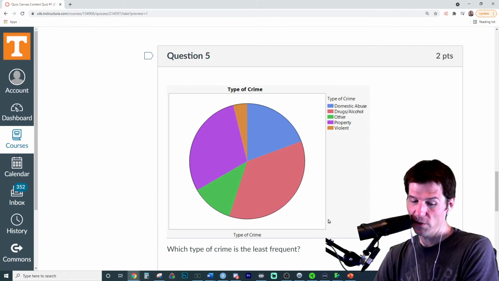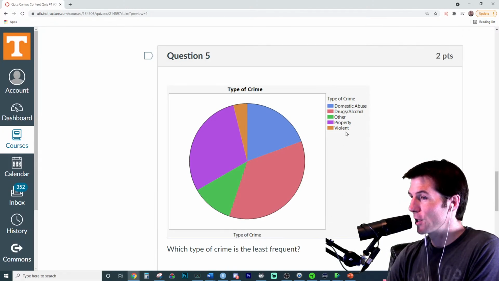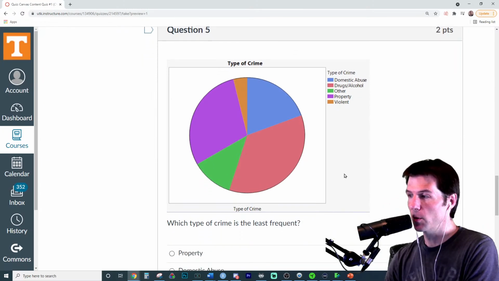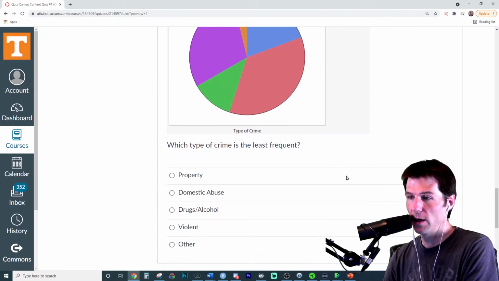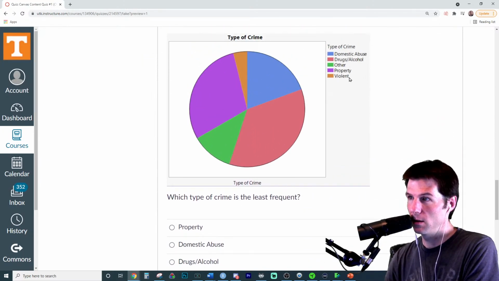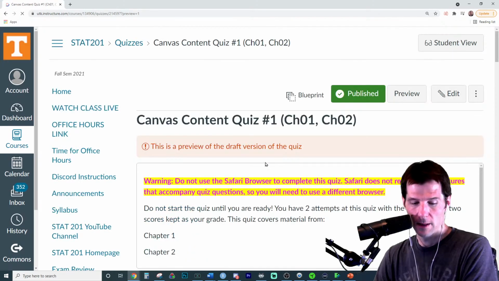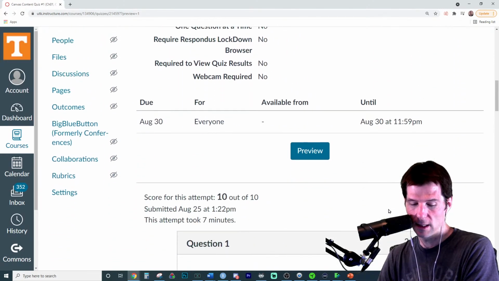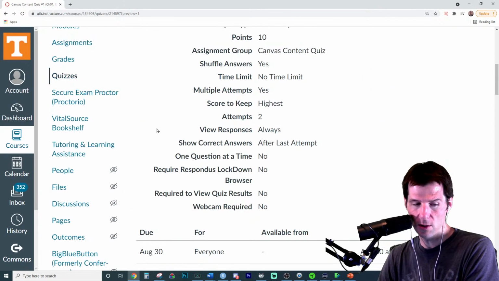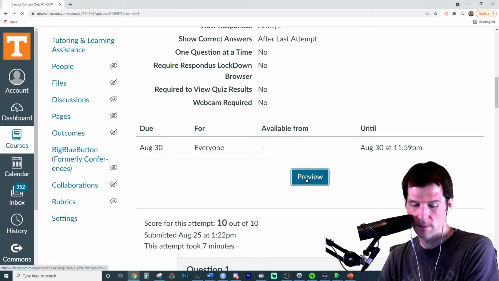What type of crime is least frequent? It's a pie chart, a univariate display of categorical data. And then we're going to find Tiffany's other question right here. So violent crime is least frequent. You could also display this in a bar chart. Univariate displays of categorical data. That's got it. We should have another 10 out of 10. Let's go to another version of this.